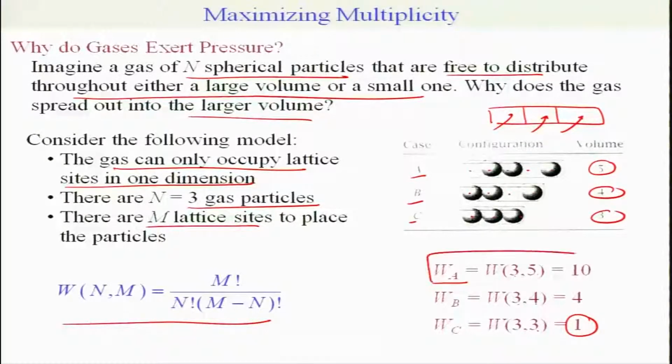Now, the maximum possibility is basically 10, and hence it tries to expand in order to maximize the number of ways it can arrange itself, and this is clearly seen by the number of W, where this is maximum for the case of A, which indicates that the gas particles like to spread out in order to access more sites, which would lead to an increase in the multiplicity. So, that is the reason why the gas spreads out into a larger volume. So, that is example 1.